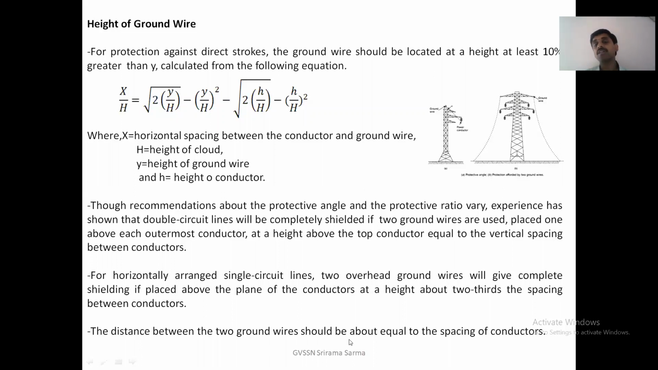The distance between the two ground wires should be about equal to the spacing of the conductors. In the same way, the two ground wires must have the same spacing. That will give protection for single circuit lines. For double circuit lines, there should be two parallel ground wires.